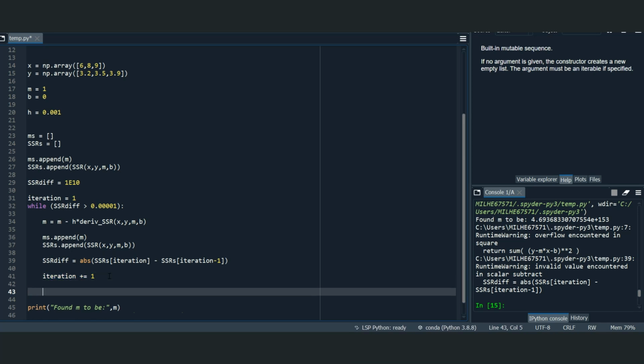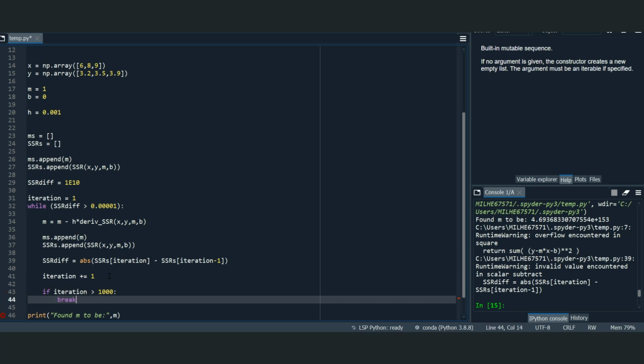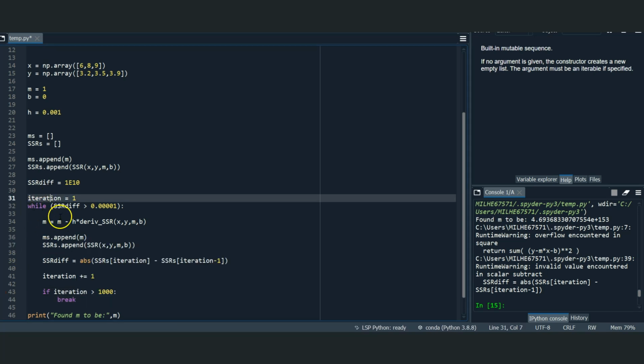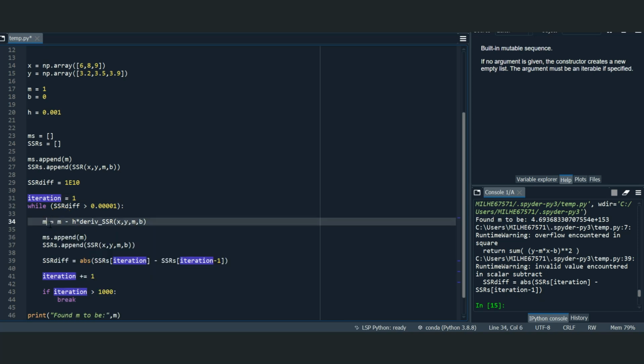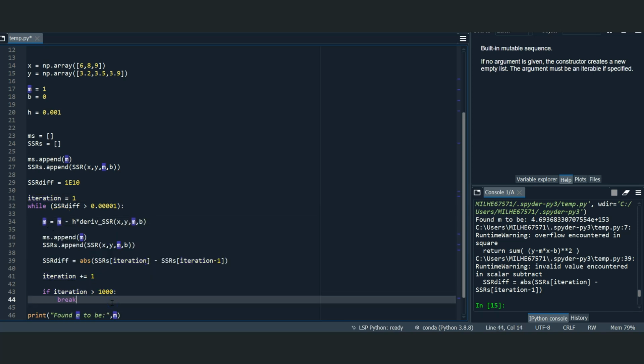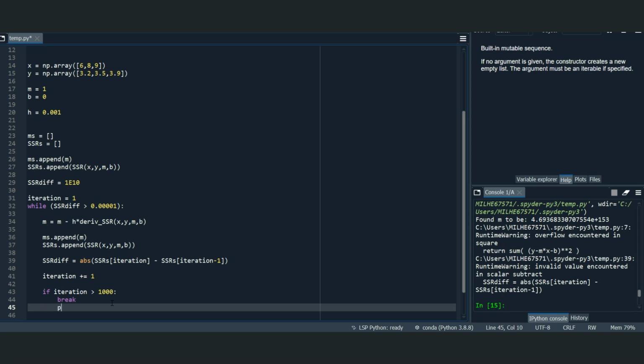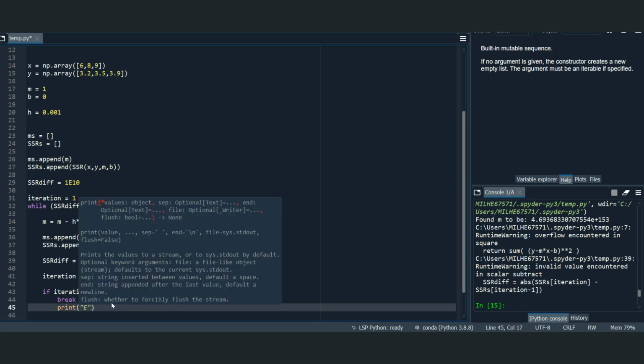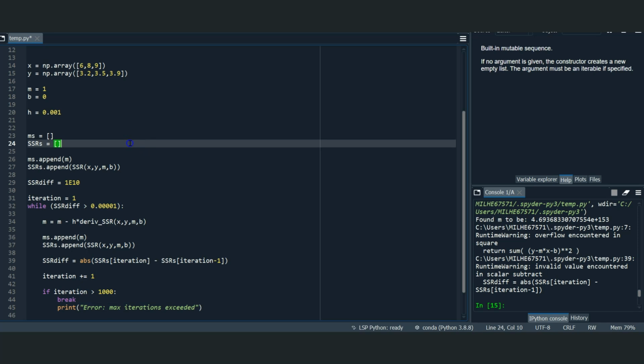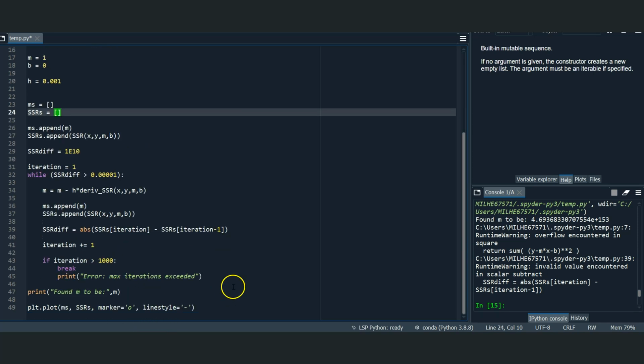I'll also add in here, if iteration exceeds 1,000, then we're just going to break. We're just going to terminate out of the while loop, because that essentially means that we've gone too far. And I will also make a print statement, error, max iterations exceeded. So this is just in the event that our value isn't converging. We can tell after 1,000 iterations.